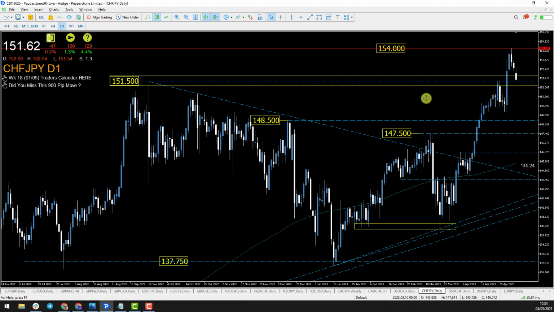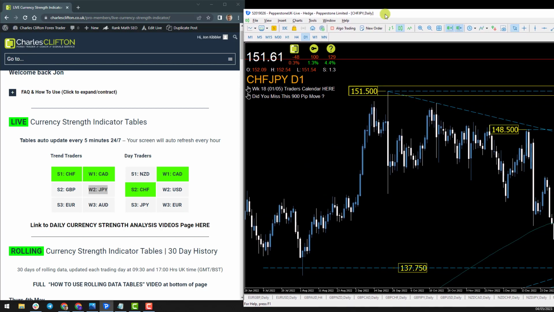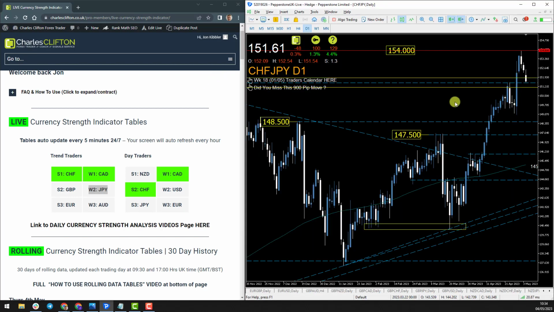What do I need to wait for? I need to wait for a confirmed signal. So if I just pull that back into here, let me just bring that back on. I want to wait for a confirmed signal. I've got a pre-signal. The pre-signal is the Swiss franc is S2. On the day traders, trend traders, it is S1. The yen is on the W2 side from a long-term perspective.